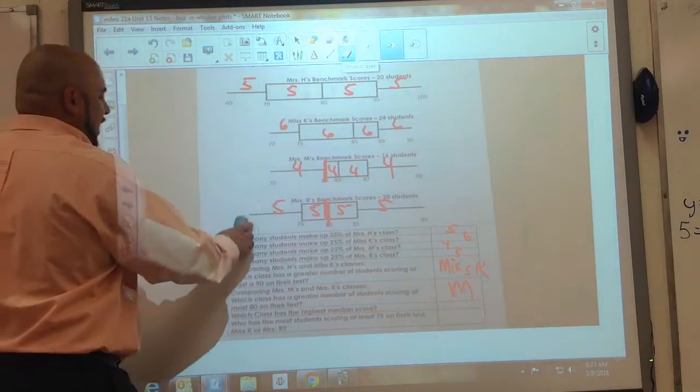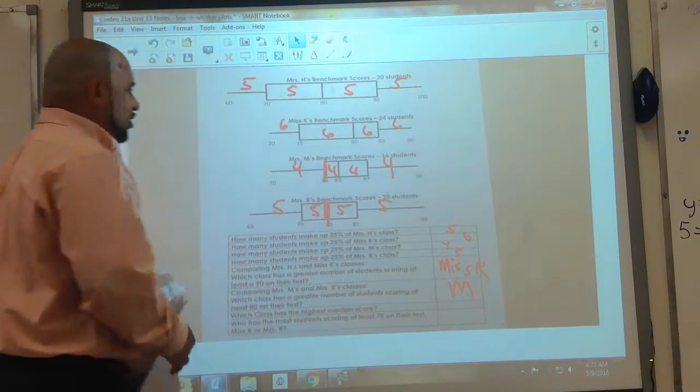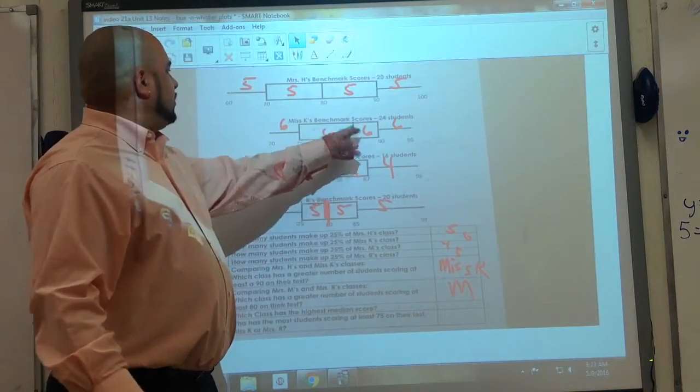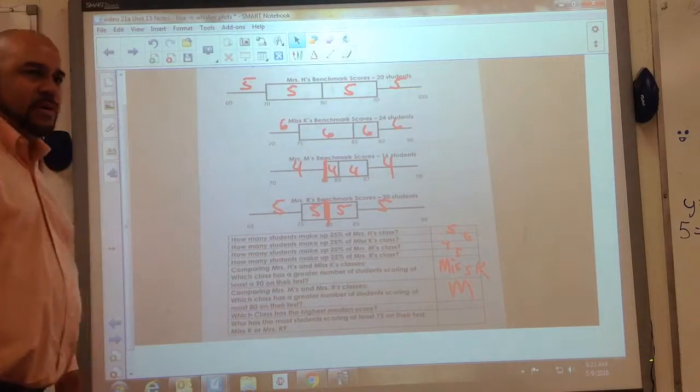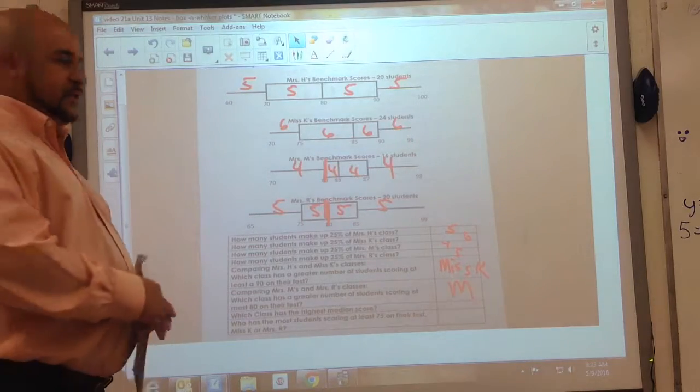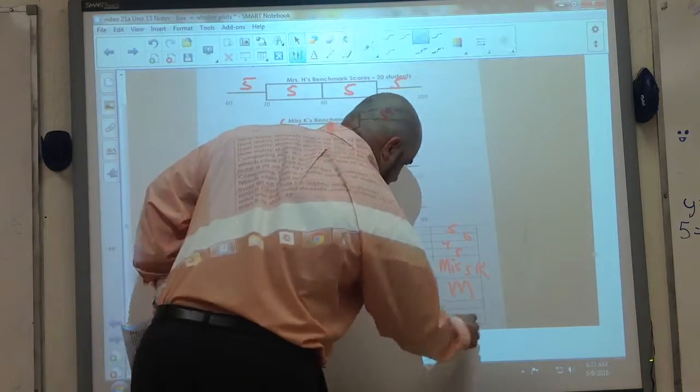Okay? Which class has the highest median score? Which class has the highest median score? So we're looking at the number now in the middle. Which class has the highest median score? What was it? Miss K. That's correct. Very good. And Miss K.